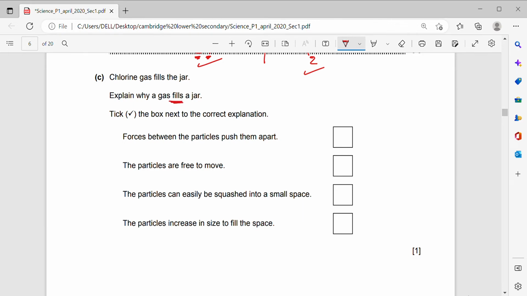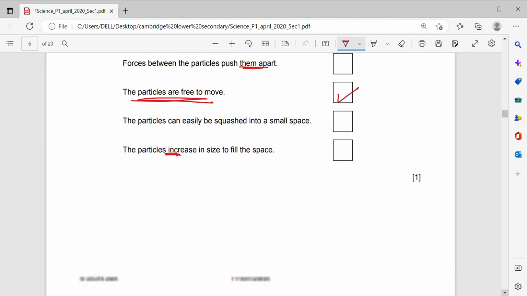What's specific about the gas particles that make it fill the container they are in? Let's see our options. Forces between the particles push them apart. No. The particles are free to move. That's correct. The particles can easily be squashed into a small space. No. We are not talking about this property. We are talking about how they fill the jar. The particles increase in size to fill the space. This doesn't happen. So the correct answer is the particles are free to move.